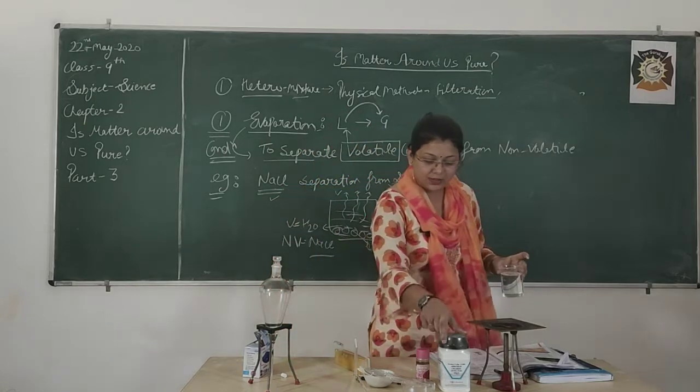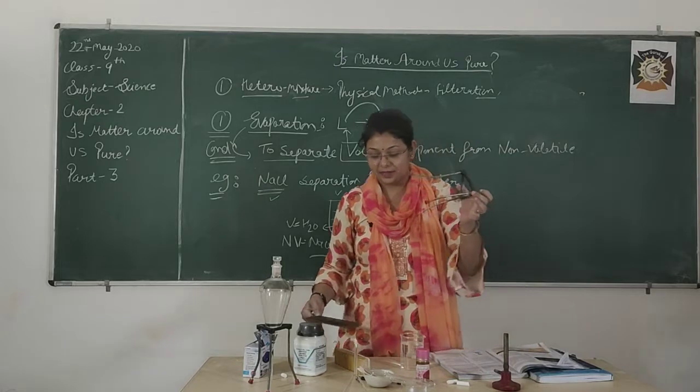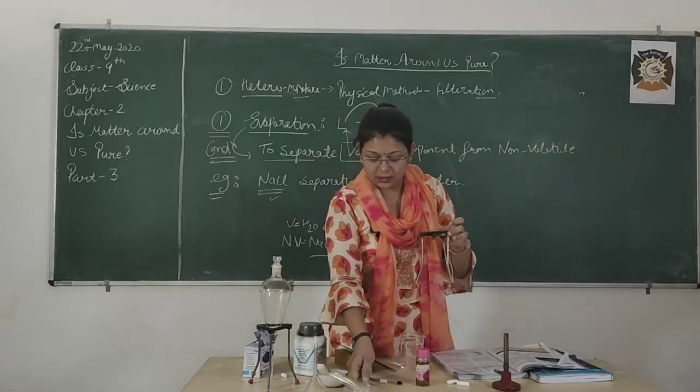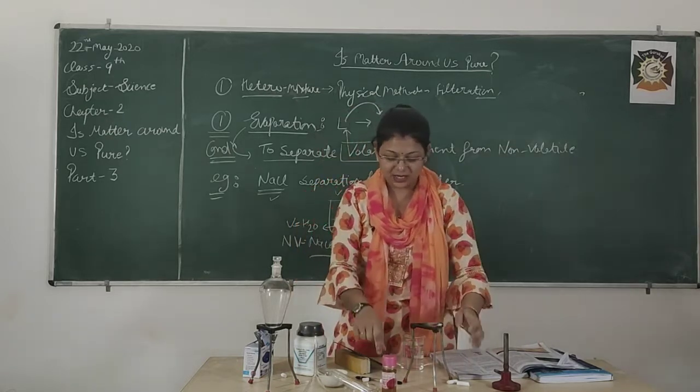So this is a burner. Bache, this apparatus, firstly you should know the name of the apparatus. This is a tripod stand. A tripod stand, because it is having 3 legs.